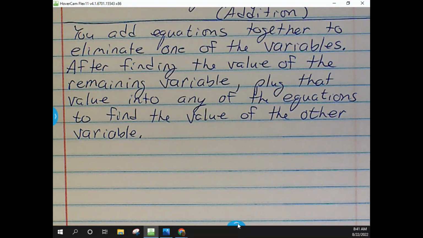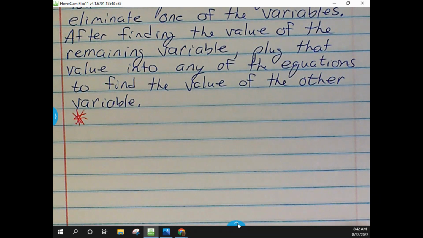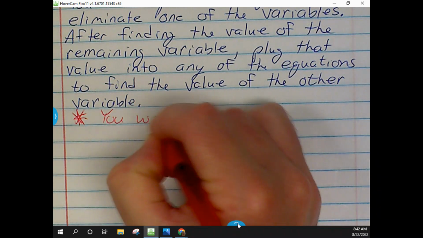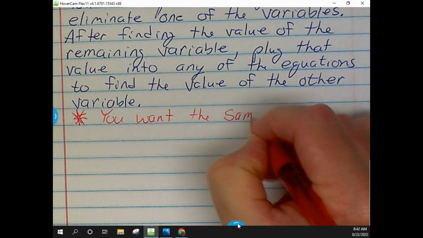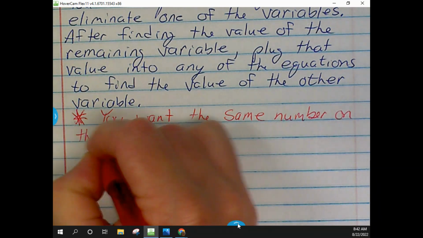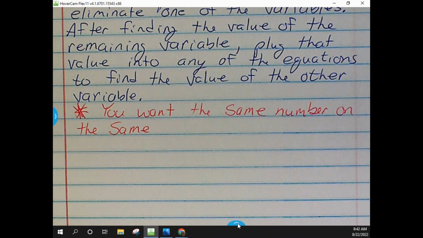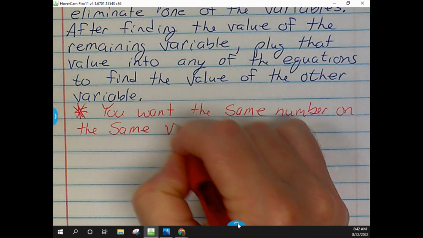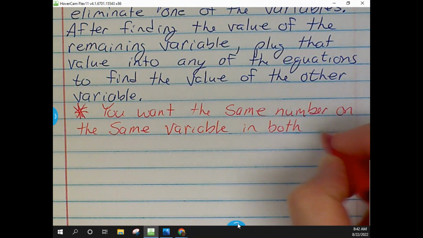Okay, now here's the big thing. Sometimes we do this and people are like, all right, I understand what's going on. Sometimes people want to know what you're looking for. Here's the key thing that you're looking for in this part. You want the same number, coefficient really, but you want the same number on the same variable in both equations.